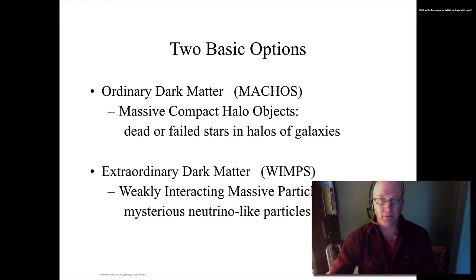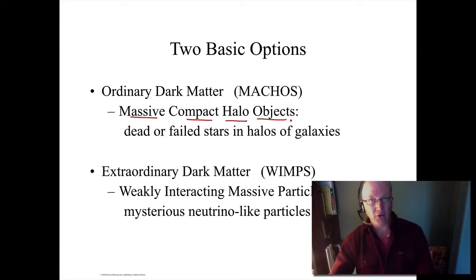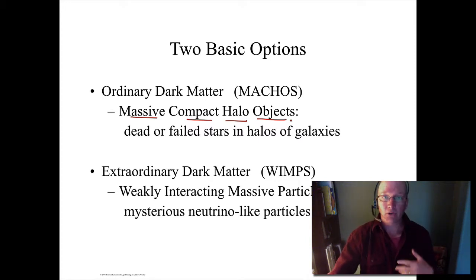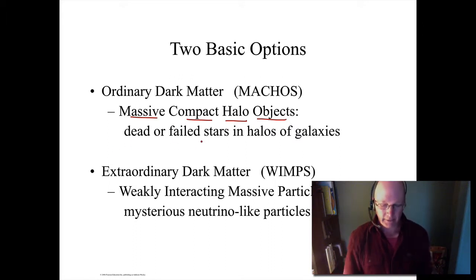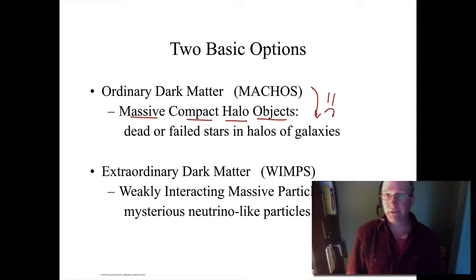One is these things called MACHOs, for massive compact halo objects. These would be things like white dwarfs, black holes, failed stars, big planets that got tossed out, just regular matter that we don't see because it's so far away and so faint. Okay, so this is a possibility. However, there has been an experiment to look for this in our galaxy, and they didn't find it. There was a few percent, but they really didn't find any. So this one's kind of not looking too good right now, because in our galaxy anyway, where they are close enough to see, we don't see them.